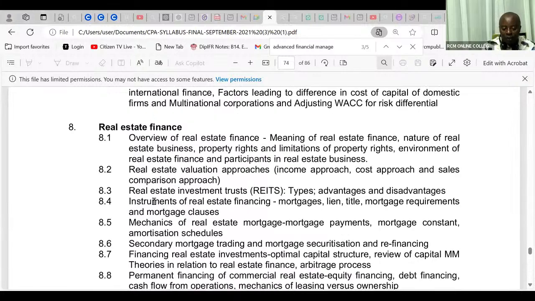So we'll be looking at these international financial institutions, very, very important, amongst other theories. Then we have what we call real estate finance, property. Very good. How do we value these properties? We shall be able to look at what we call real estate investment trusts, like, for example, the Kwetu hostels. Kwetu hostels operate under the REITs system. REITs is real estate investment trusts.